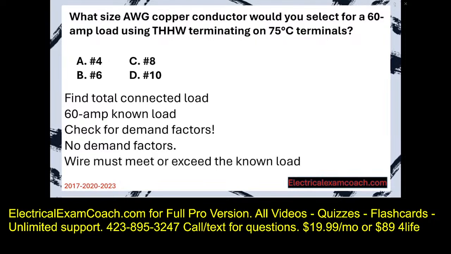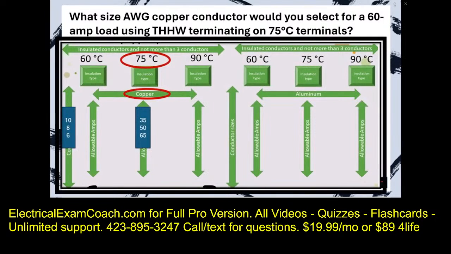But we have to learn one important rule for sizing wire. The wire must meet or exceed the known load. There is no next size up rule. The wire always has to meet or exceed the known load. So we head to our primary ampacity table, and we're going to start on the left-hand side because our question is copper. Always carefully go through these steps.